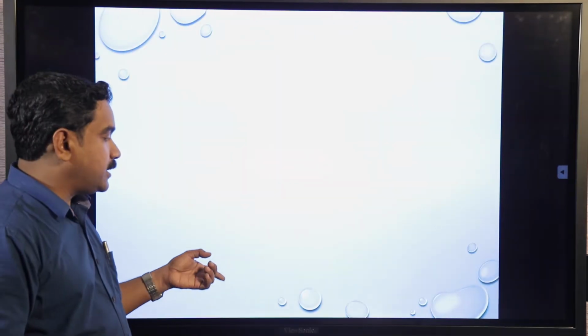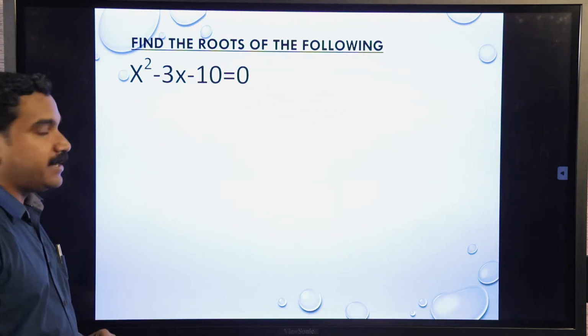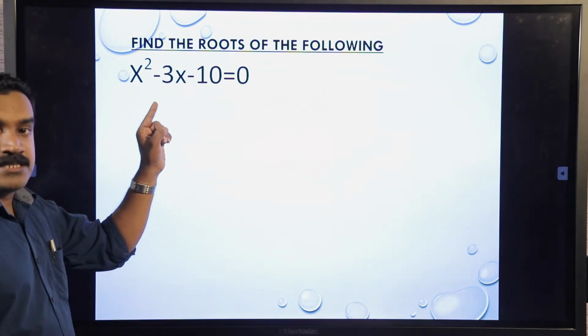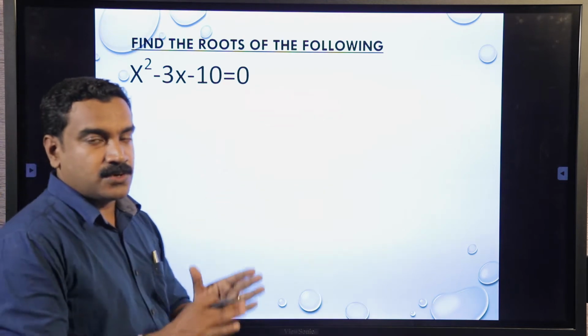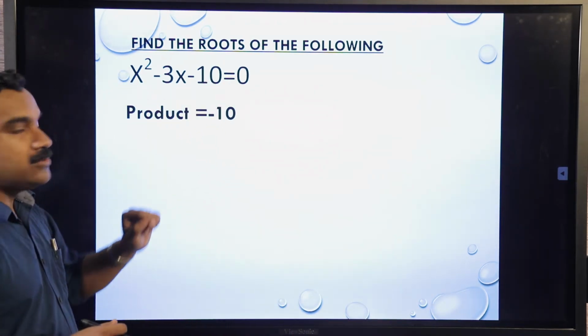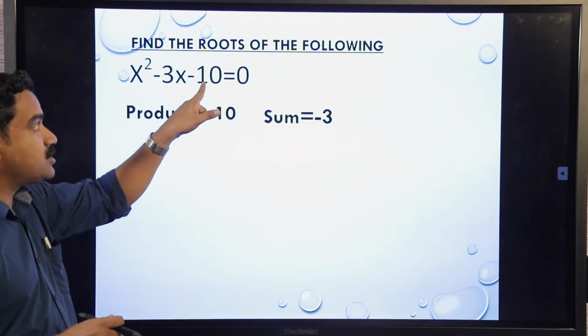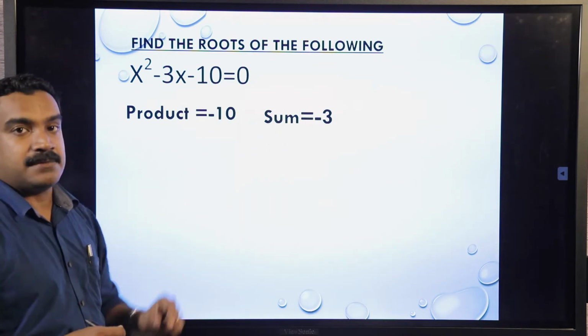Find the roots of the equation by splitting the middle term. Look at the question: x square minus 3x minus 10 is equal to 0. What is the middle term here? The middle term is minus 3x, so we want to split that minus 3x. The product is the last term, negative 10, and the sum is negative 3.